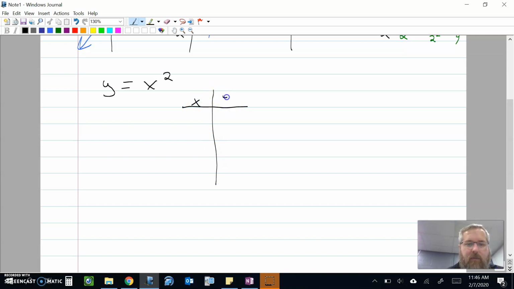We've got x and y, with x values 2, 1, 0, -1, and -2. What is 2 to the power of 2? Well, again, that would be 4. 1 to the power of 2 is 1. What is 0 squared? 0 times 0 is 0.